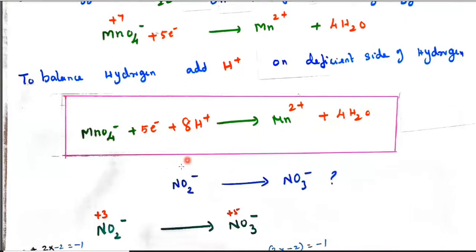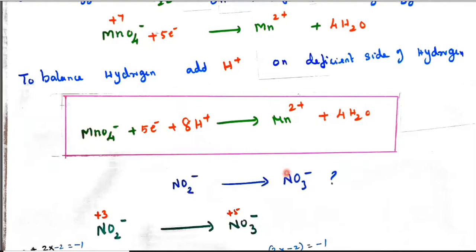Now we are going to convert NO2 minus to NO3 minus, nitrite to nitrate. If it is a lesser number of oxygen, we say it as nitrite, and if it is a higher number, we say nitrate. So NO2 minus is nitrite and NO3 minus is nitrate ion.